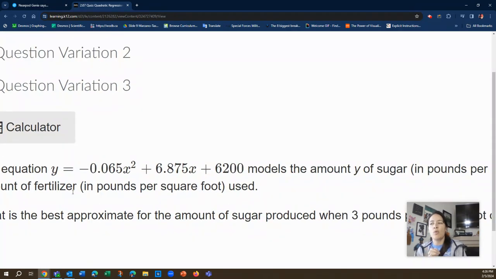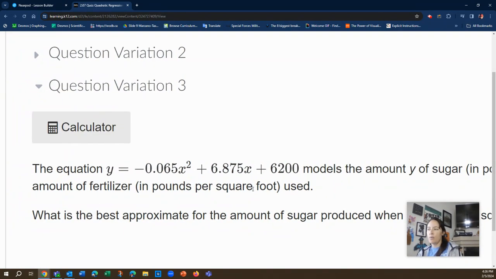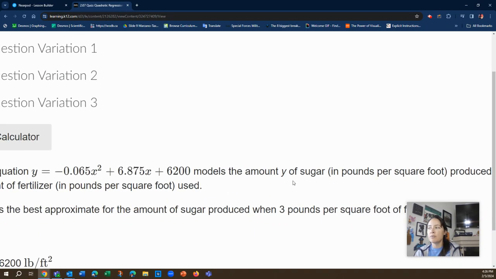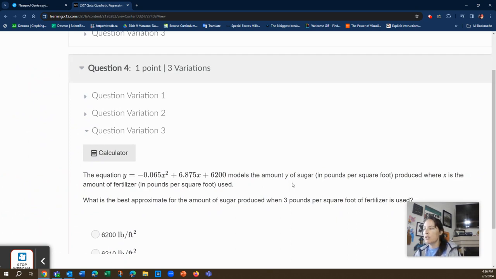Ooh, now we're going to use it. So here is the equation. With those numbers, it models the amount of sugar in pounds per square foot produced, where X is the amount of fertilizer in pounds per square foot used. Notice how the units need to match. Think about it. Do they need to match? They are matching, so that's interesting. What is the best approximate for the amount of sugar produced when 3 pounds per square foot of fertilizer is used? What should we do here?